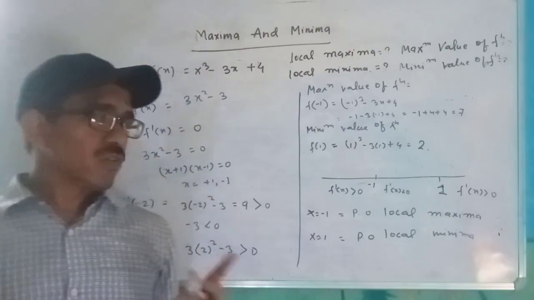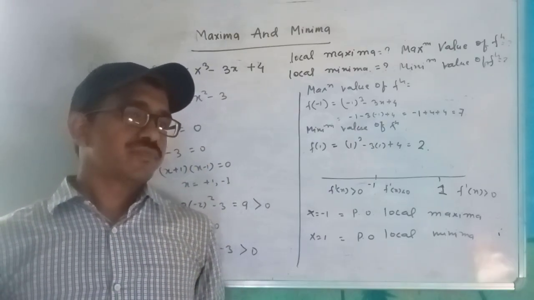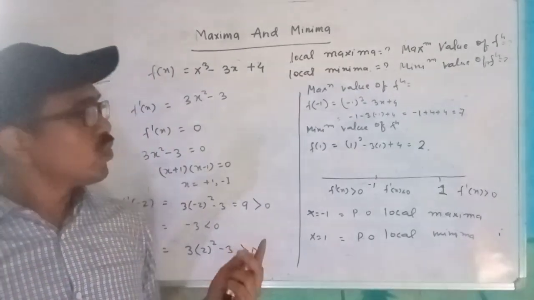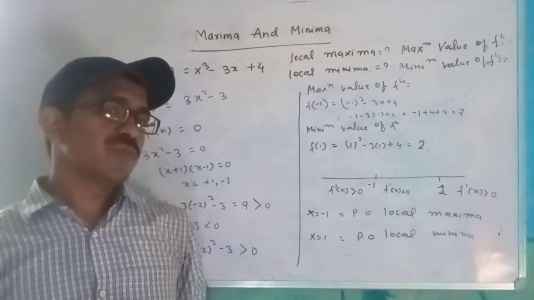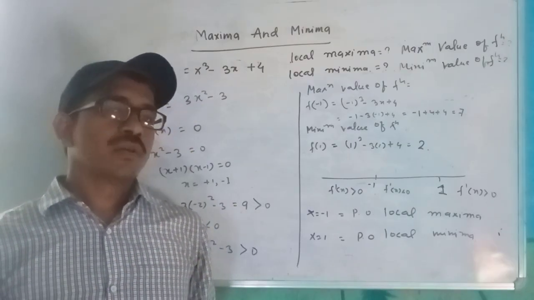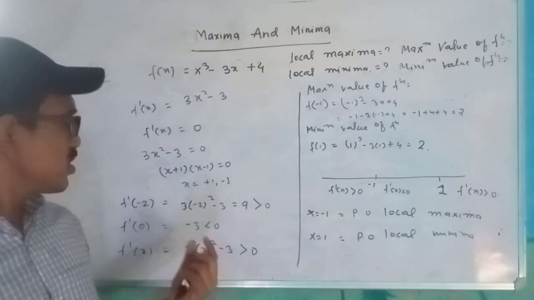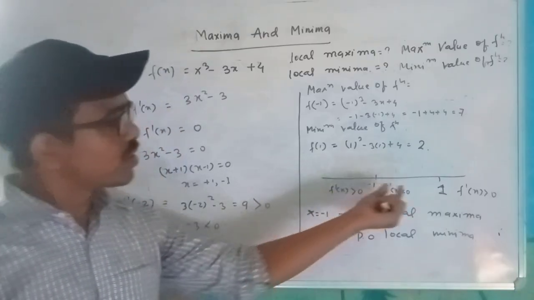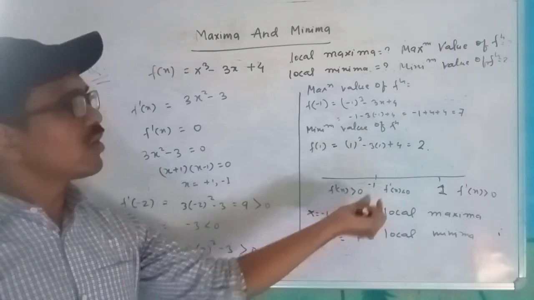So, students, that's all for today's class. In the next video, we will try to understand what we do in case of a point of inflection, how to find local maxima and local minima, and also more examples and the second derivative test. If we understand the second derivative test, we need not calculate this sign. We can directly tell whether minus 1 is a point of local minima or not.